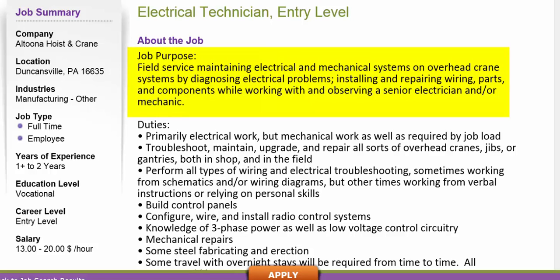Field service maintaining electrical and mechanical systems on overhead crane systems by diagnosing electrical problems, installing and repairing wiring, parts, and components, while working with and observing a senior electrician and/or mechanic. So again, you should notice some key verbs that they're using. They are looking for someone who can maintain electrical and mechanical systems on overhead crane systems, who can diagnose electrical problems on these systems, who can install and repair wiring parts and components. And they also want somebody who is going to be willing to work with and observe somebody above them.